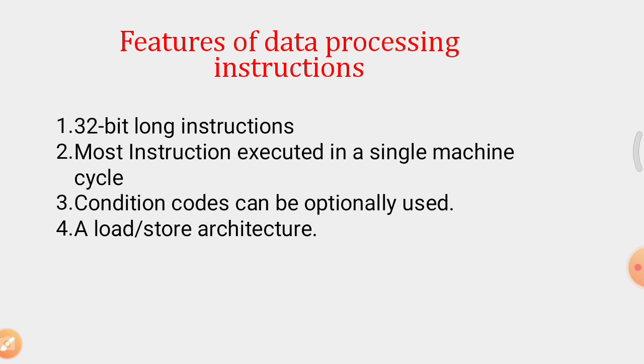So here each instruction, not only a data processing instruction, any instruction of the ARM is 32 bits long. That is, one instruction is encoded into a 32-bit size. The second point is most instructions execute in a single machine cycle. As one instruction is 32 bits long, it can be executed in a single machine cycle.